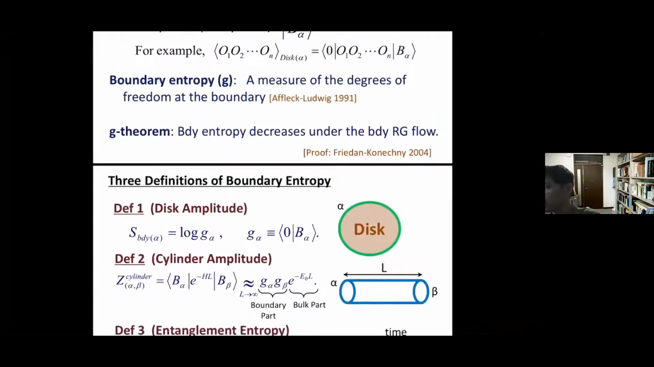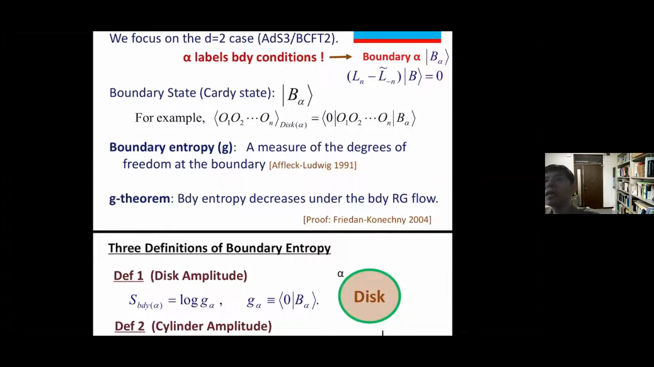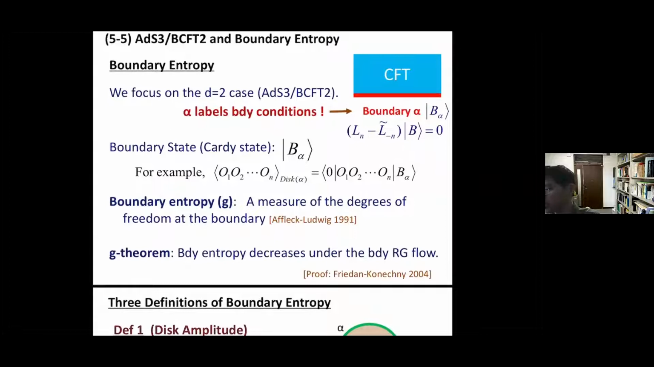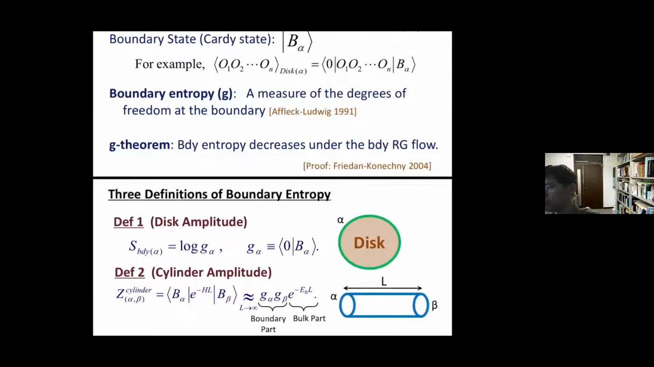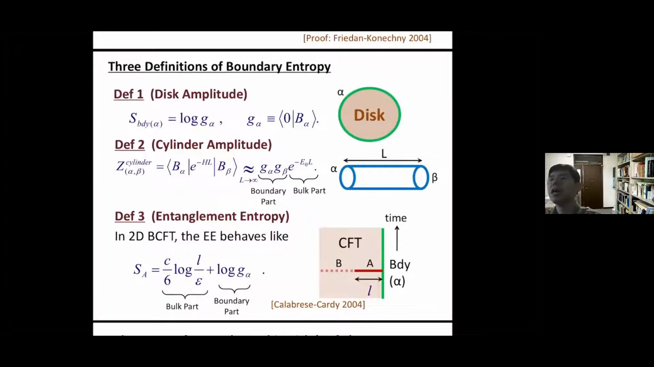At the end of my last lecture, I talked about these slides, and I introduced boundary states, and now I'd like to introduce the boundary entropy. Boundary entropy is defined in three different definitions actually. These three are actually equivalent.